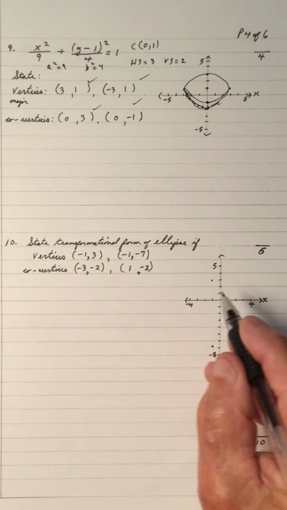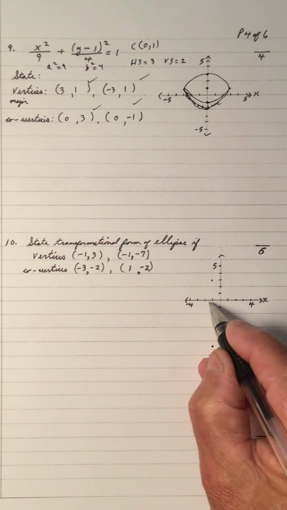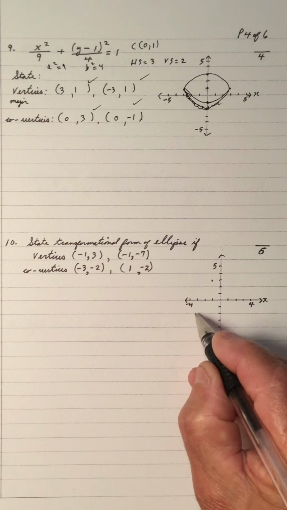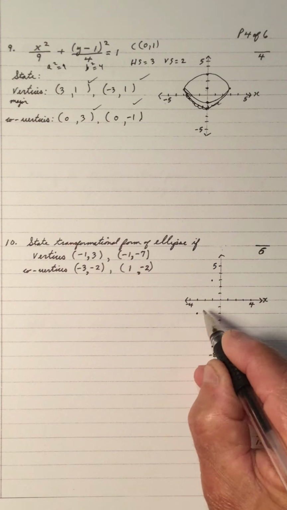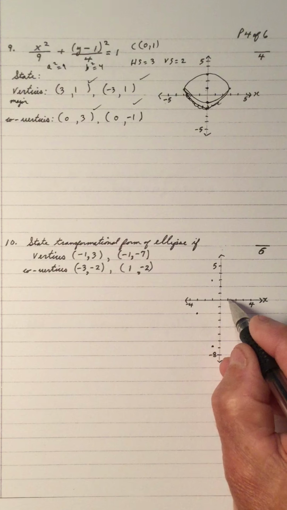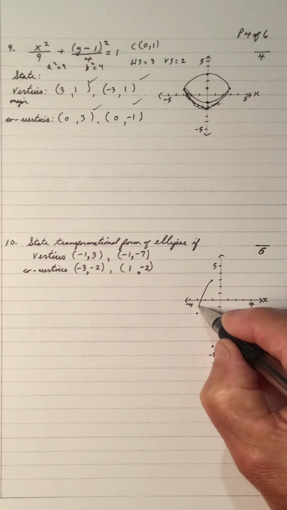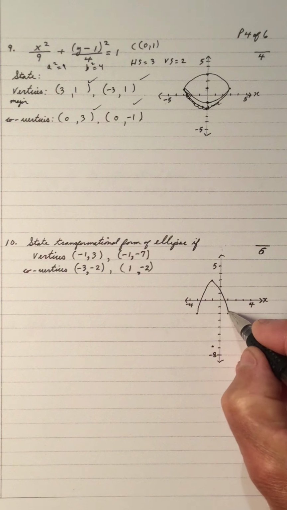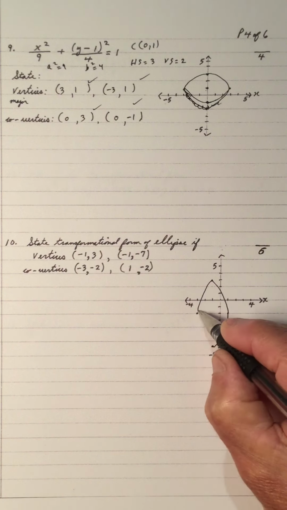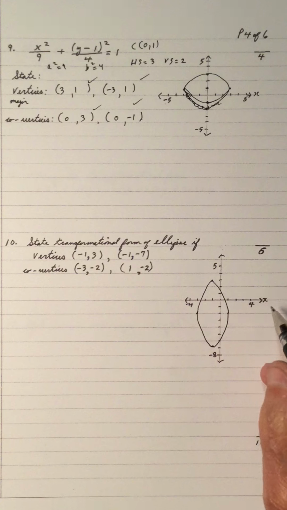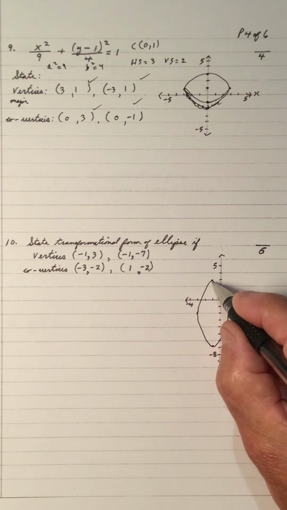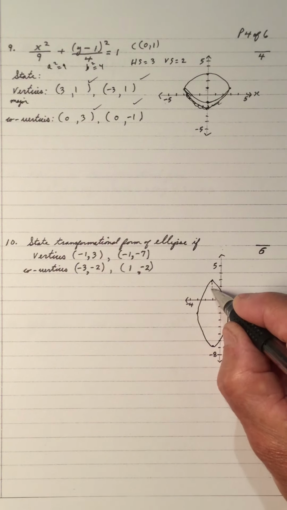And negative 3, negative 2, x is negative 3, negative 2, right here. And x is 1, negative 2. So this is the ellipse. And again, you just got to be careful. And now when I get that drawn, then I draw the vertical axis, like that.